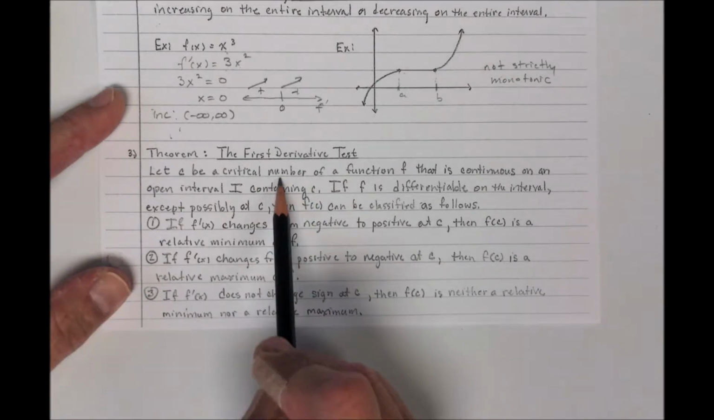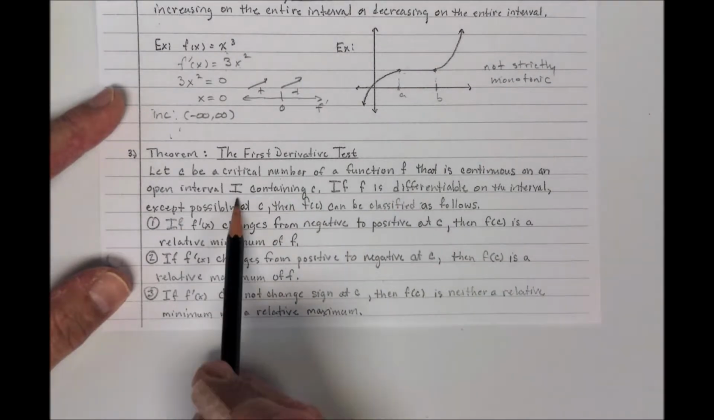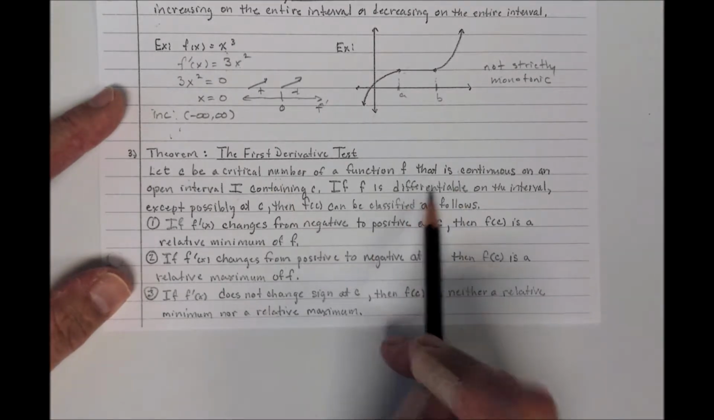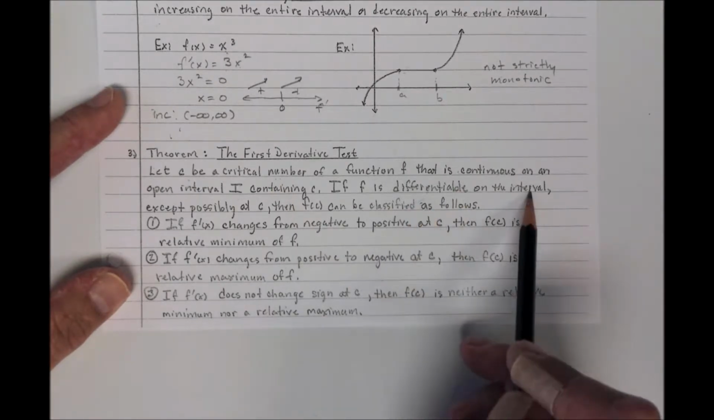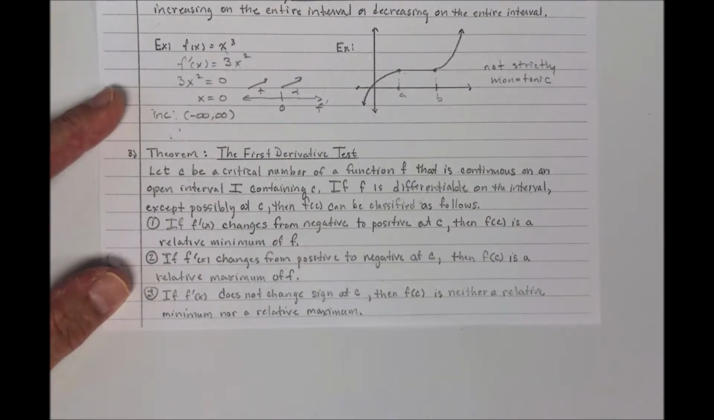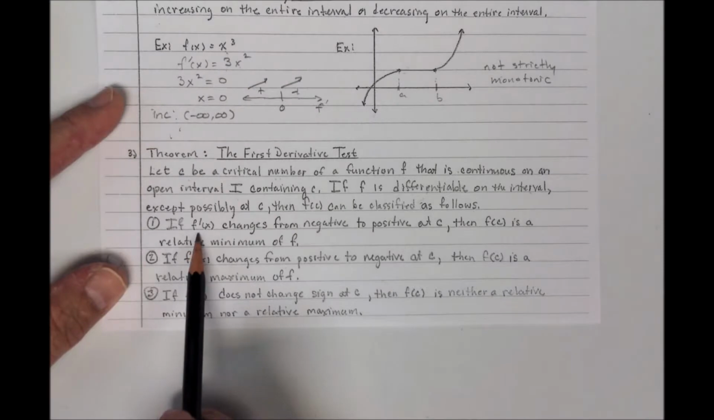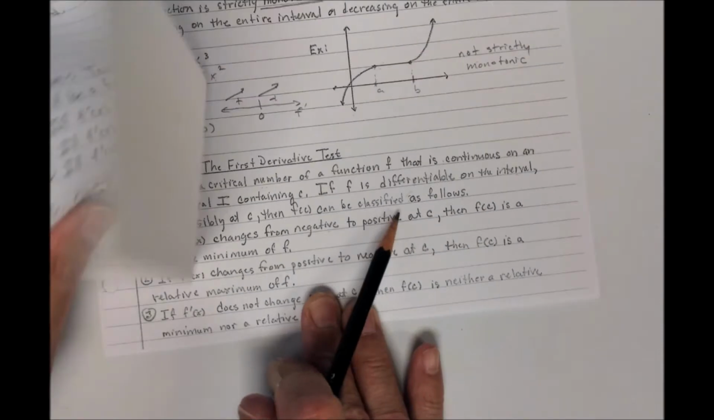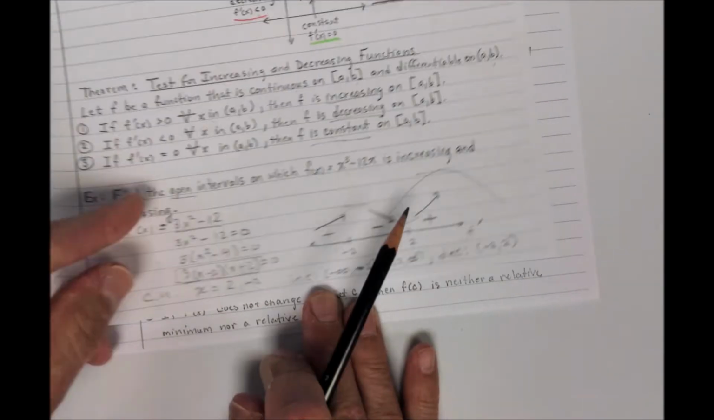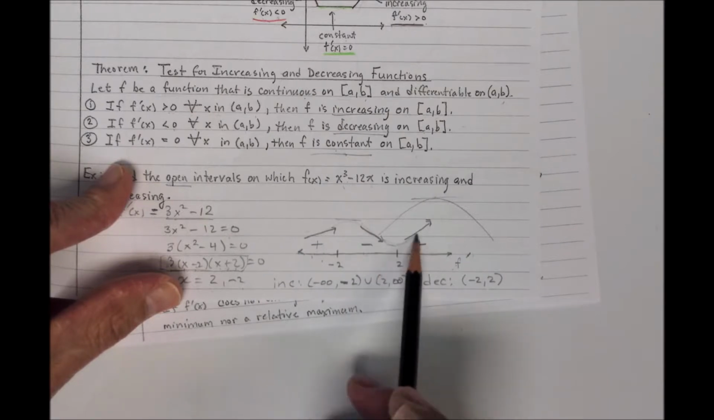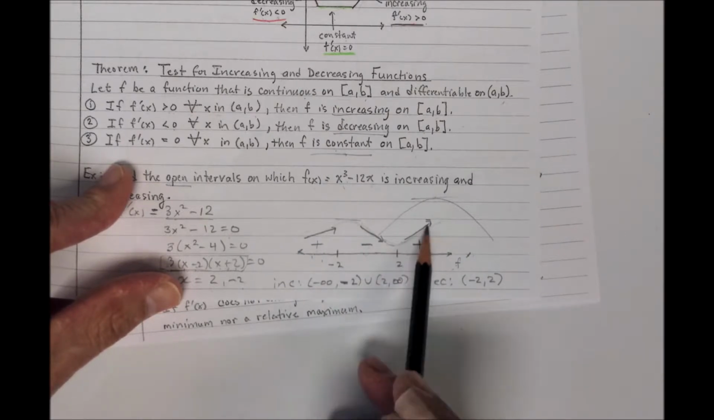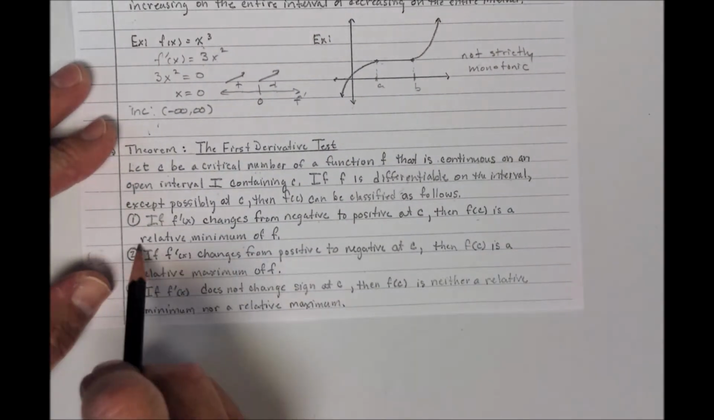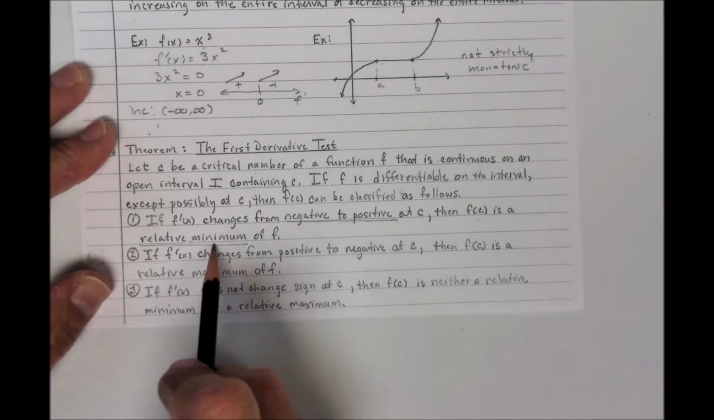Let C be a critical number on a function f that is continuous on an open interval I containing C. So C is a critical number, continuous function. If f is differentiable on that interval, except possibly at C itself, then f of C can be classified as follows. If f prime of C changes from negative to positive, see how it's going downward, then it's going upward, from left to right there, then f of C is a relative minimum. From negative to positive, a relative minimum of our function f.